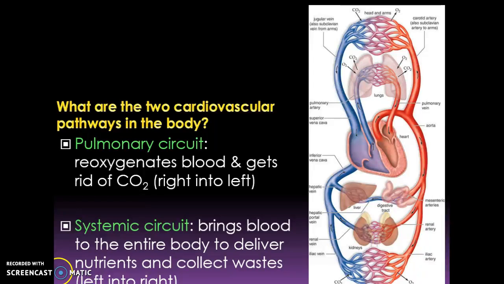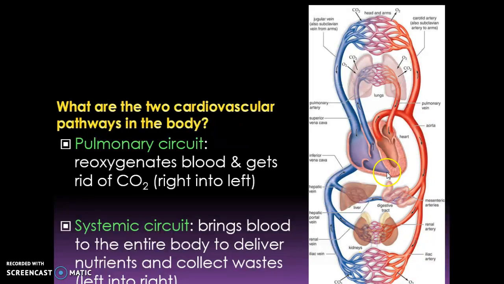All right, in this picture, let me find the cursor, you have arteries taking the blood away from the heart, and then you have veins bringing the blood back to the heart. You'll notice the blood is red on this side. That is because the blood here is going to be oxygenated, coming out of the lungs, moving into the heart, and it's going to take oxygen throughout the body.